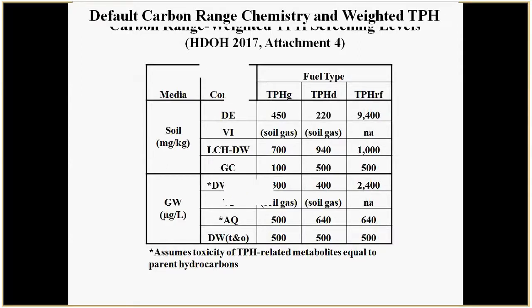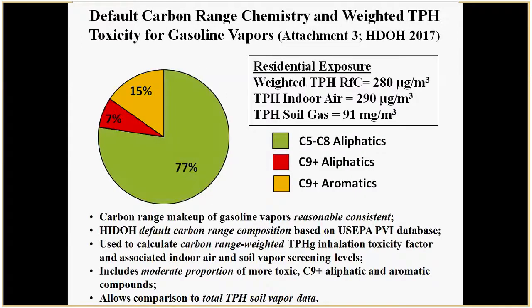So that's the soil and groundwater. Weighted TPH screening levels for gasoline vapors. Again, we calculated a weighted inhalation reference concentration for gasoline based on the assumed carbon range makeup dominated by these C5 to C8 aliphatics, 280 micrograms per cubic meter. That's our reference concentration. We can calculate an indoor air screening level for gasoline, 290 micrograms per cubic meter. A lot of people who do field work will say, wait a minute, that's below background. Well, that's true. It probably is, due to auto exhaust and other things.